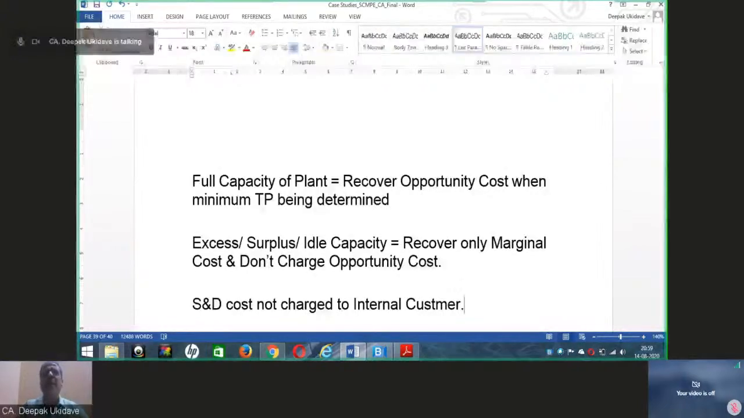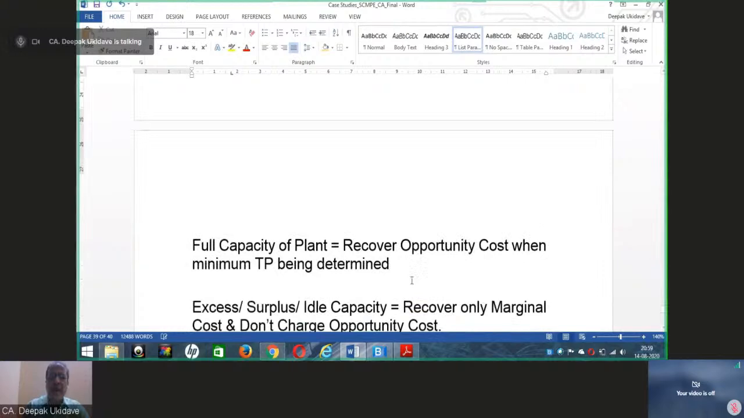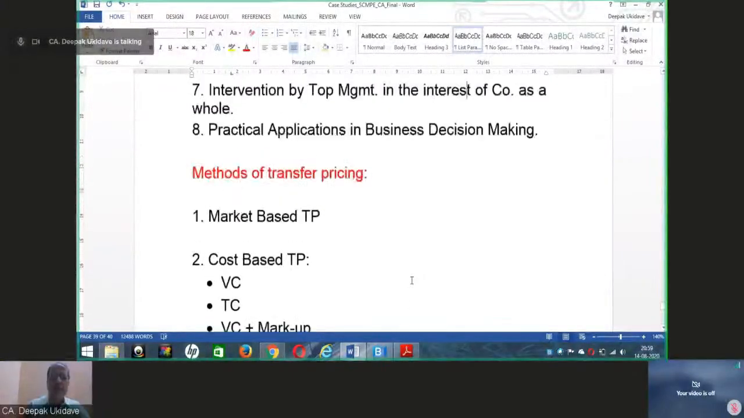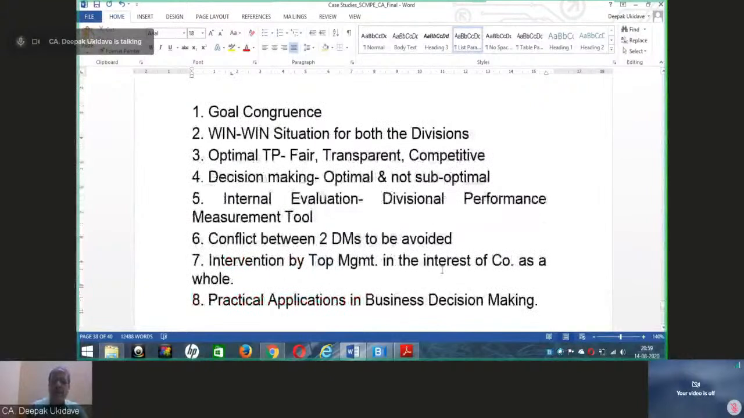Of course, the generic point which I highlighted in the last case study and today's two case studies also: whenever there is a conflict between the two divisions, ultimately both the divisions should resolve the conflict. These words will come in your answer when you are doing the qualitative comments, and that is goal congruence and a win-win situation for both the divisions, discussed in the last class. Again, I am emphasizing, and next class also I will emphasize, because these terms have to be there in your answer in analytical or narrative comments, particularly when you are giving your expert views and recommendations.